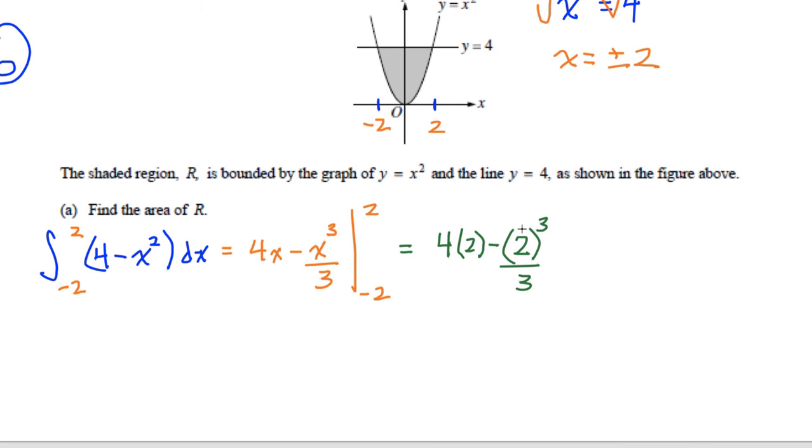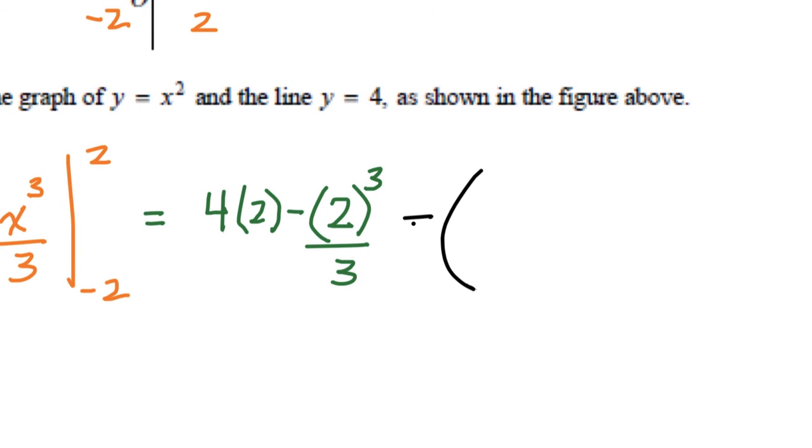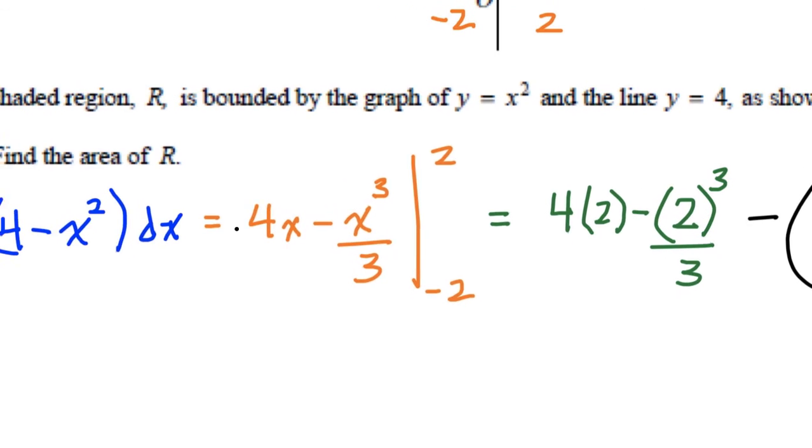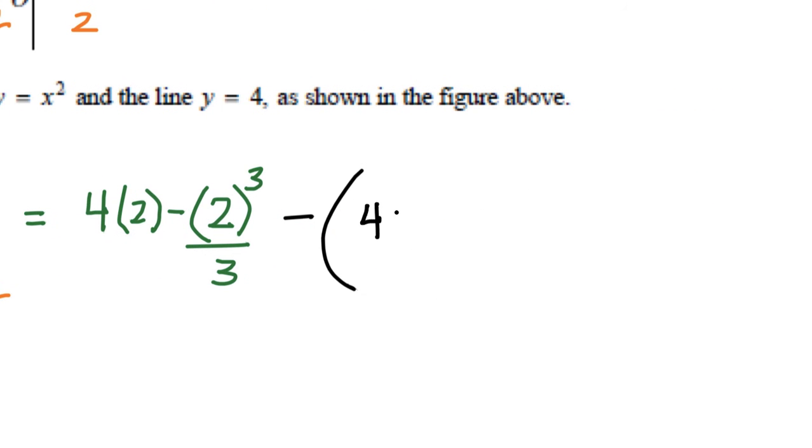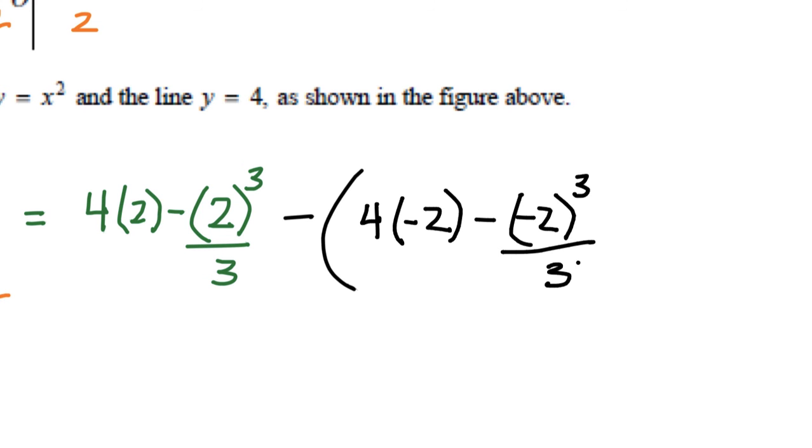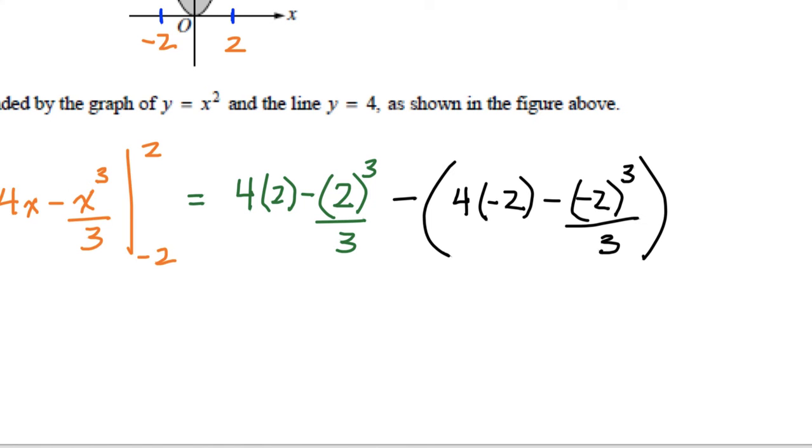We need to also plug in this negative 2. So I'm going to say minus in parentheses. The second thing should always have parentheses because it is going to need to distribute this negative. Let me see the problem. It's 4 times that negative 2 minus that negative 2 to the power of 3, all divided by 3. All right, time to simplify these guys.